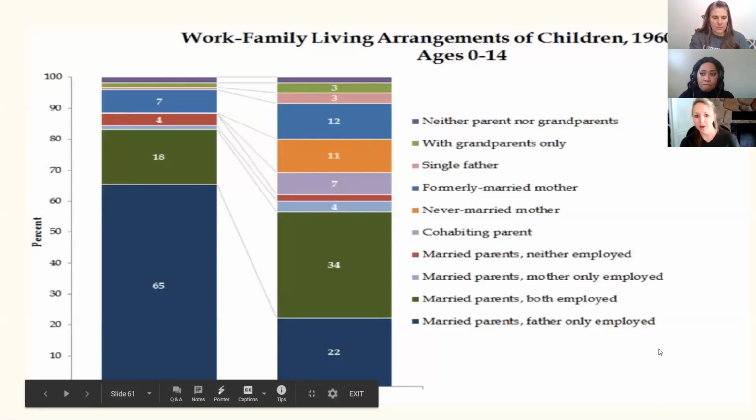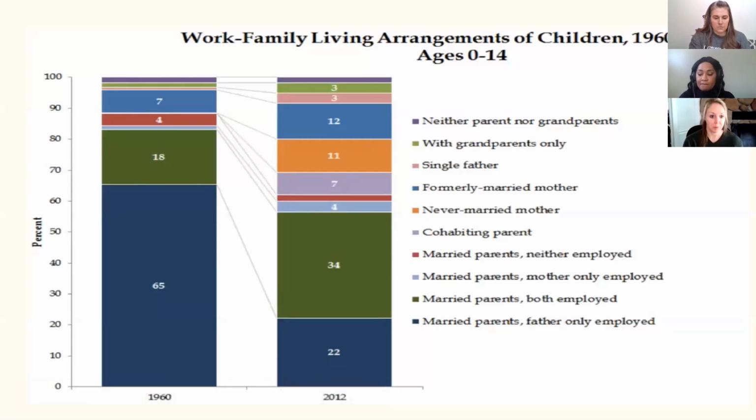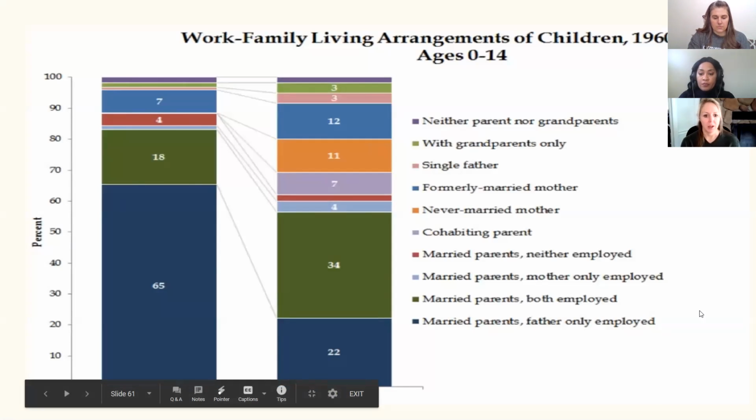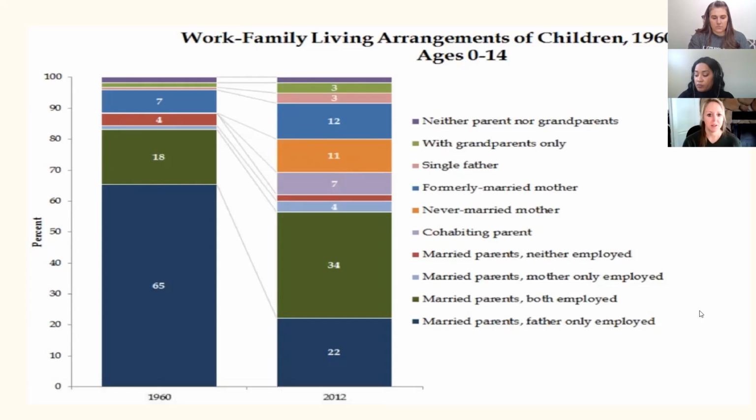There's about 40% less that are living with just both married parents, and the father only employed, and the mother works a lot more now in this day and age. And there's more single parents, more children living with single parents, and other families. And this doesn't even include anyone living with two moms or two dads or other types of family structures.